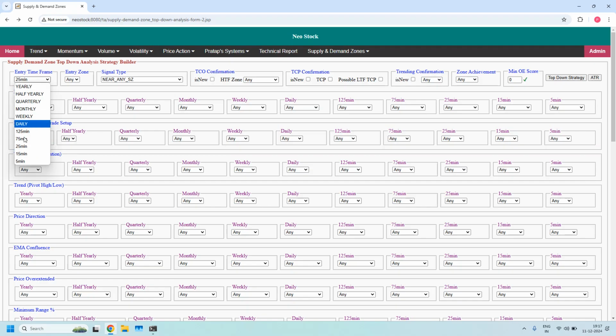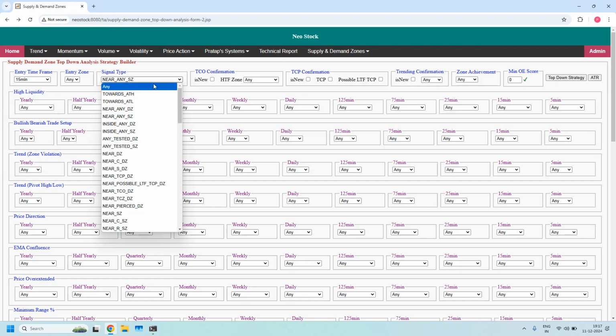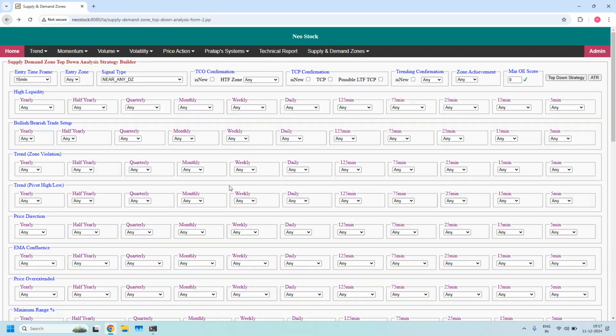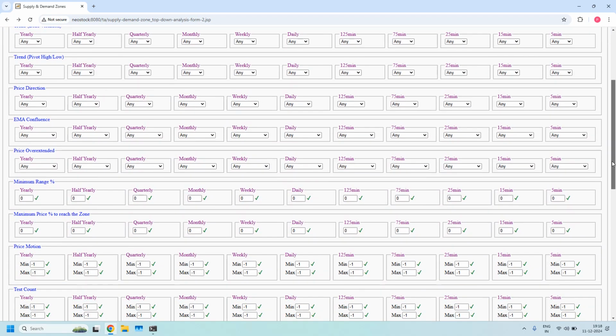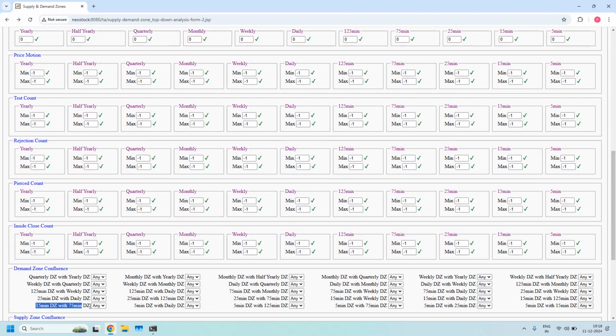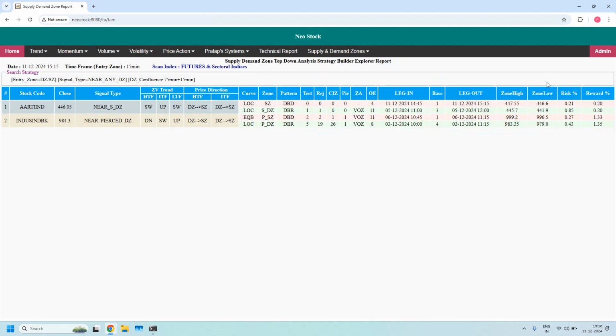Next time frame is 15 minutes. Stocks near 15 minutes demand zone. We got 4 stocks. Let us verify how many of these stocks are having ITF demand zone confluence, that is 15 minutes with 75 minutes demand zone confluence. I am enabling that filter. With this filter, out of 4 stocks, we got 2 stocks. But the second one is invalid because it is a pierced zone.